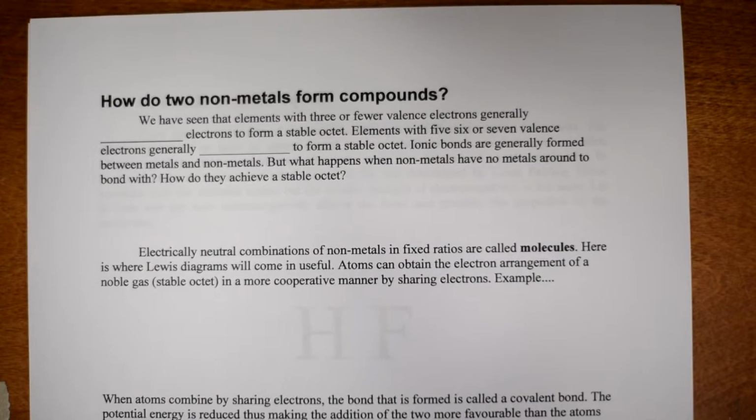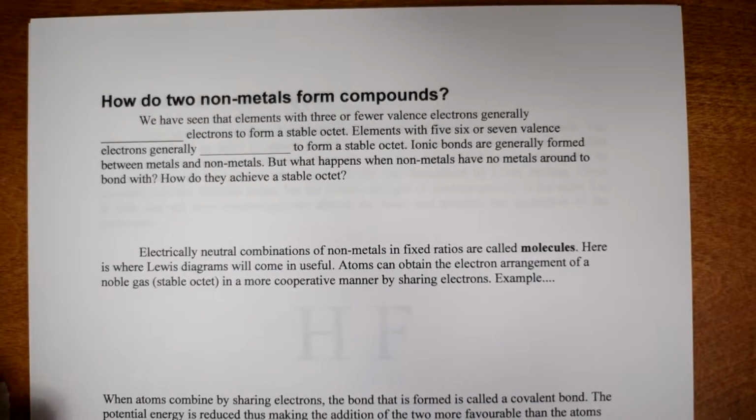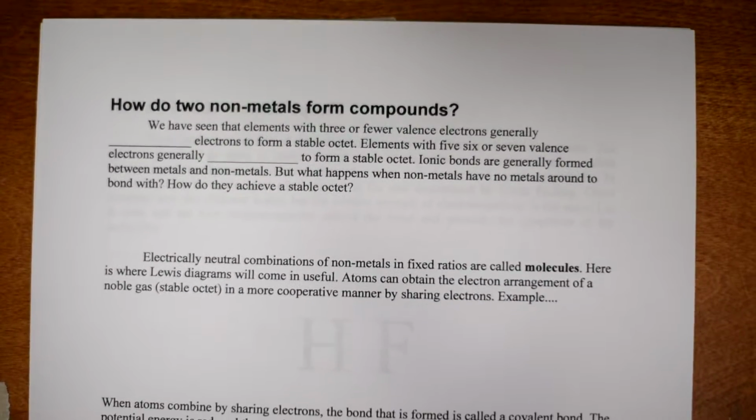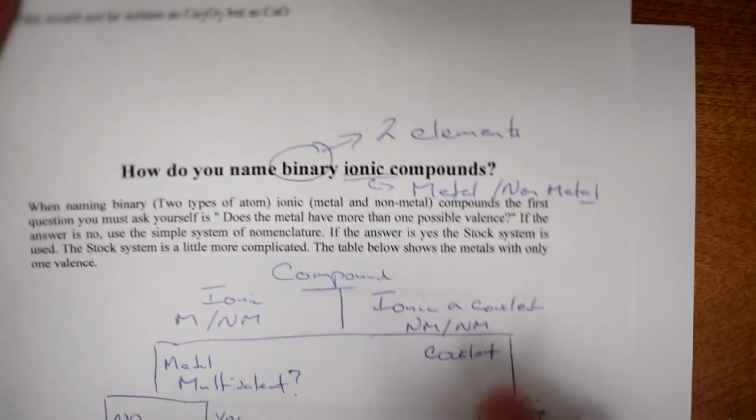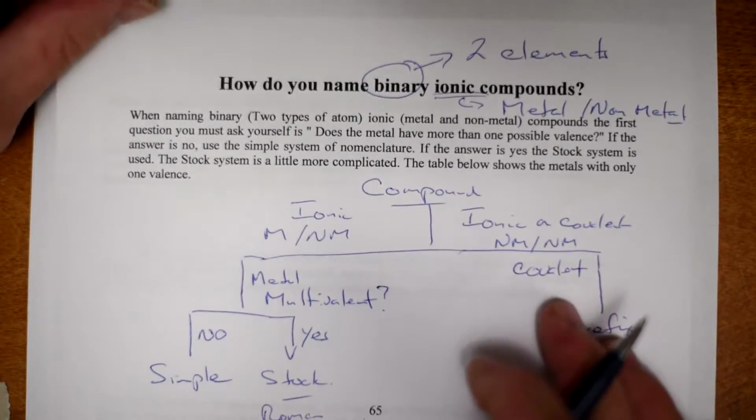Okay, here we are back again. We're just going to continue on with our nomenclature. This time we're going to talk a little bit about when we have nonmetals bonding together. You'll recall that earlier in the lessons I suggested to you that you have a chart or a question tree to decide what system you're going to use to name compounds.